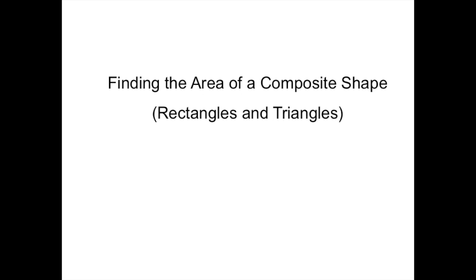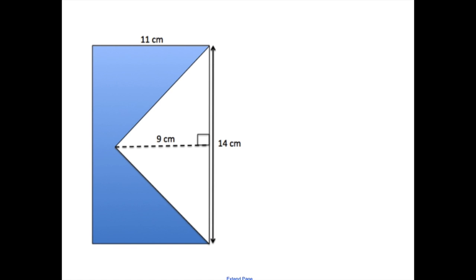Let's review how to find the area of a composite shape. We're going to look at an example that includes a rectangle and a triangle. So let's take a look at this example here. Here we can see that we have a full rectangle and there's a triangle inside of it. We want to know just the shaded part. So we want just the shaded area, and that's what we're trying to find.